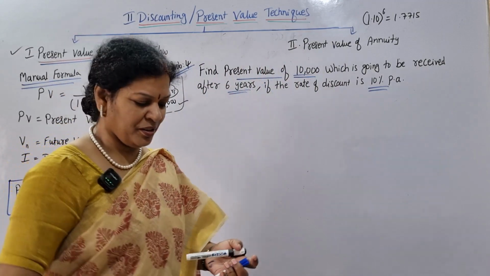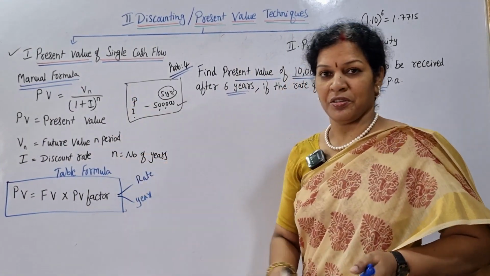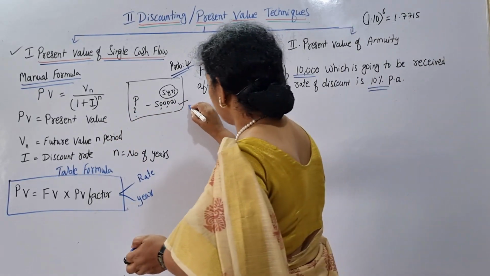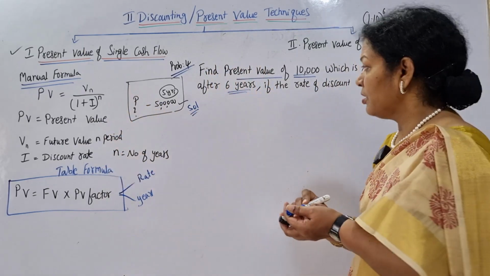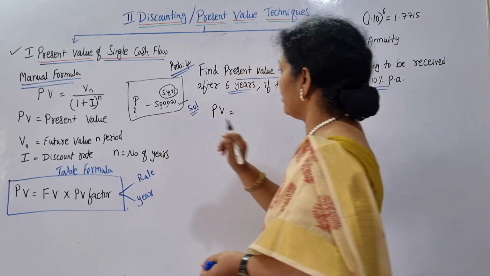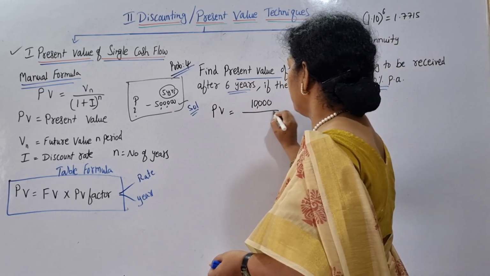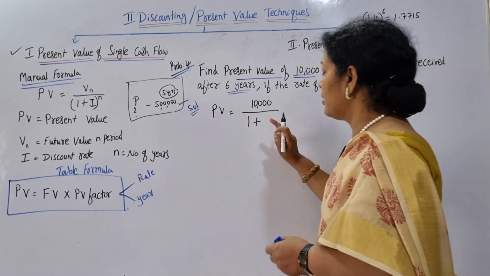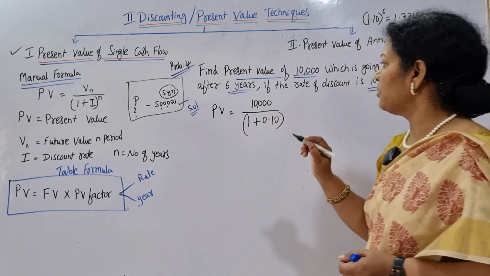Let's apply in the formula. What you have to do first? You have to write the formula and also abbreviations. That you do it. I am not writing because I have already written. So coming to the solution, write abbreviations, then solution. PV, present value, is equal to VN, which is 10,000, divided by (1 plus discount rate) to the power of n. Discount rate is how much? 10%, which means 0.10. N is how much? 6 years.